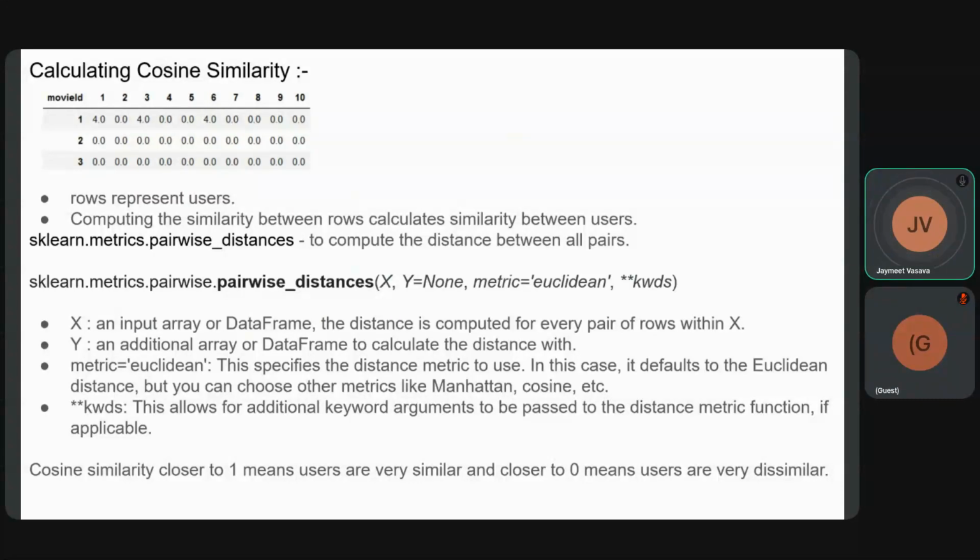Now we'll be calculating the cosine similarity. To calculate this cosine similarity, we'll use the scikit-learn pairwise distances. Now pairwise distances takes x, which is the data, which can be a data frame or an input array. The y, if you are comparing a data frame with another data frame, then y will be the other data frame, but it's an optional one. Then comes the metric, which takes in different kinds of distance metrics. Here by default it's Euclidean, and if keyword arguments are allowed, then it takes additional keyword arguments. Here we are using the cosine similarity. So cosine similarity closer to 1 means users are very similar. Sorry, and closer to 0 means they are very dissimilar.